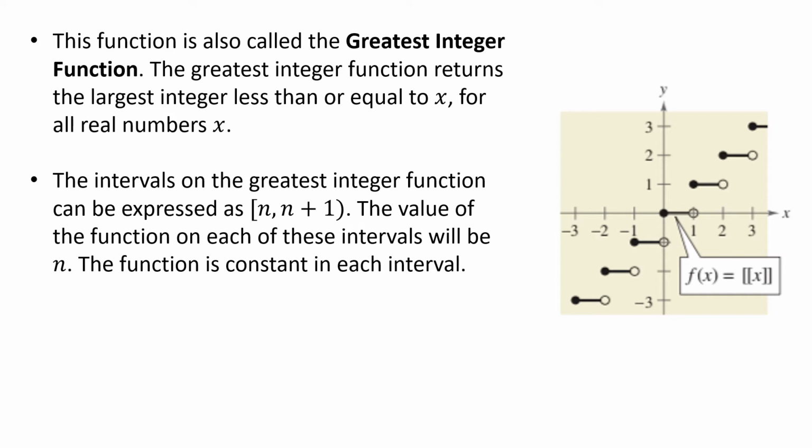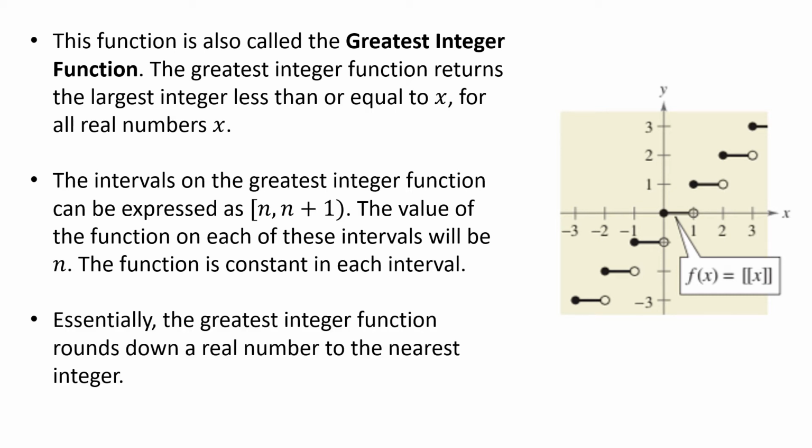Notice that you have closed circles on the left-hand side of each step and open circles on the right-hand side of each step to express that interval. The value of the function on each of these intervals will be n. The function is constant in each of these intervals. Essentially, the greatest integer function rounds down a real number to the nearest integer.